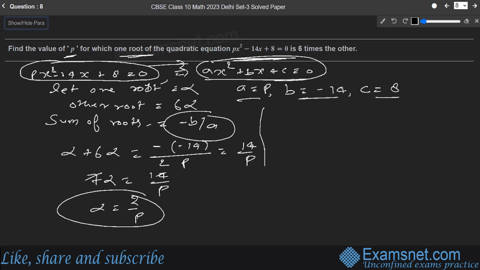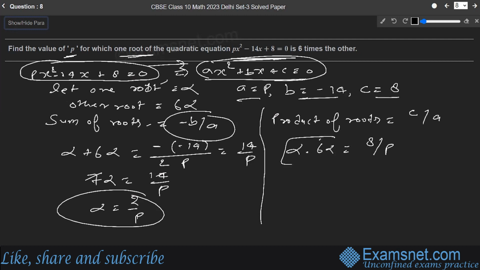Now let us do the product of the roots on the other side. The product of the roots is given by c by a. We have got the c value as 8, a value as p. So alpha into 6 alpha, that was the product, is 8 by p. Now we know the alpha value also, so we can replace the alpha value here. So this gives us 2 by p into 6 into 2 by p is going to be 8 by p.